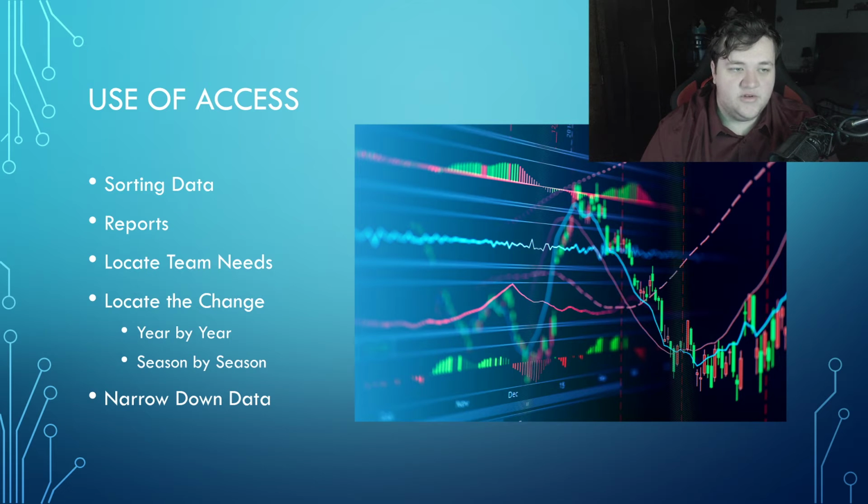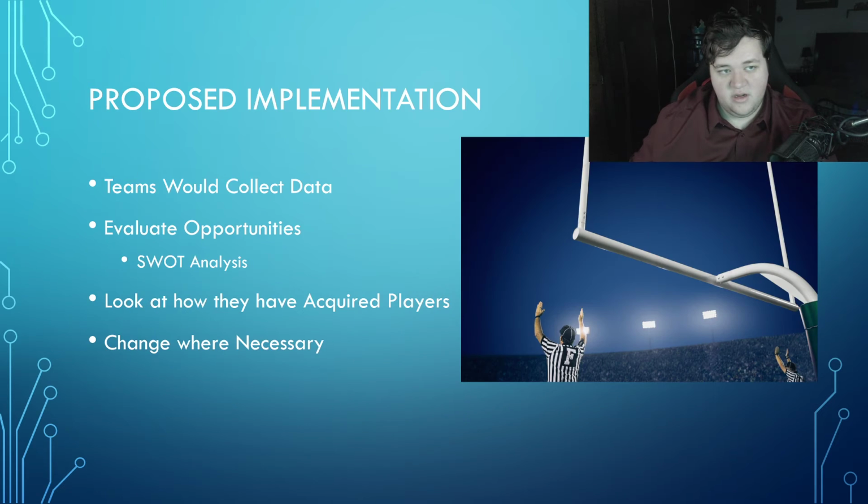But I was also able to help locate the team needs, which I'm getting a little ahead of myself, we'll get to on the last slide. We'll be able to see some of the information about what teams could get in this offseason that we're currently in. But we can also locate the change year by year, season by season. And Access really helps us narrow down the information so that we can find what we need.